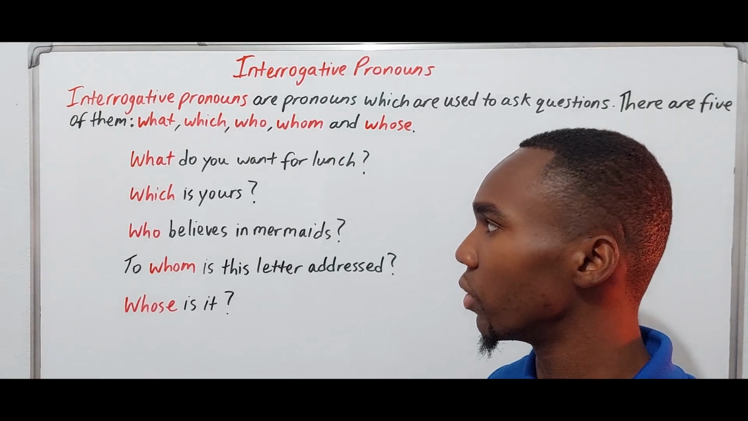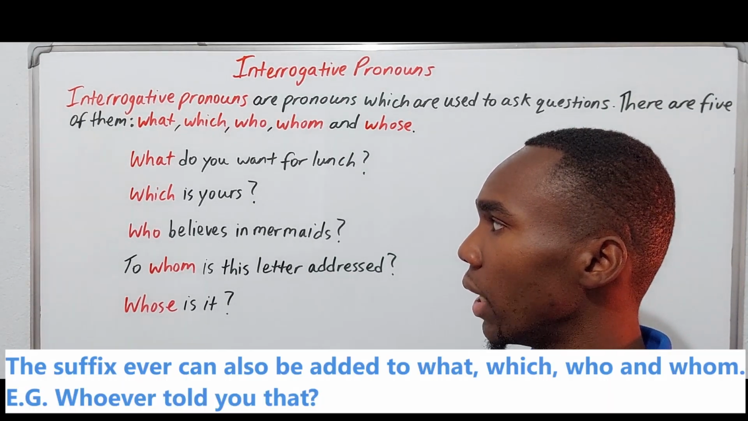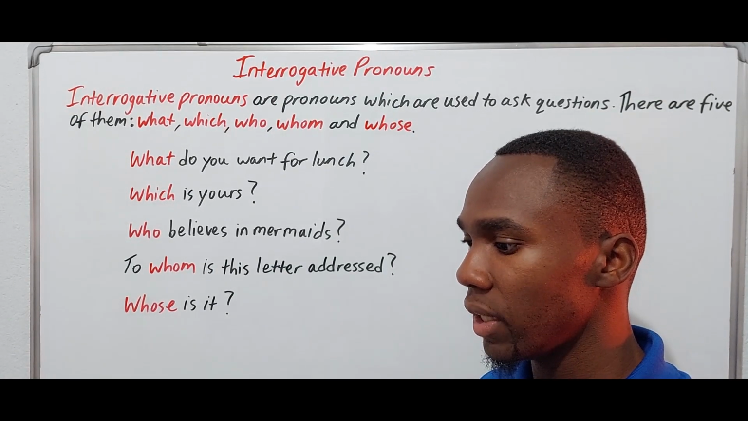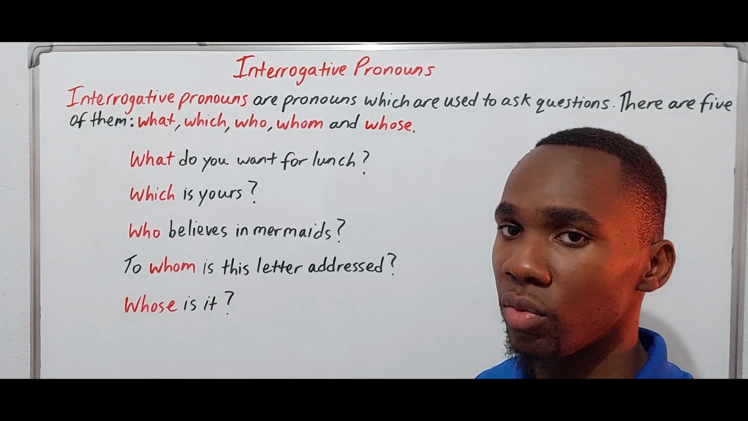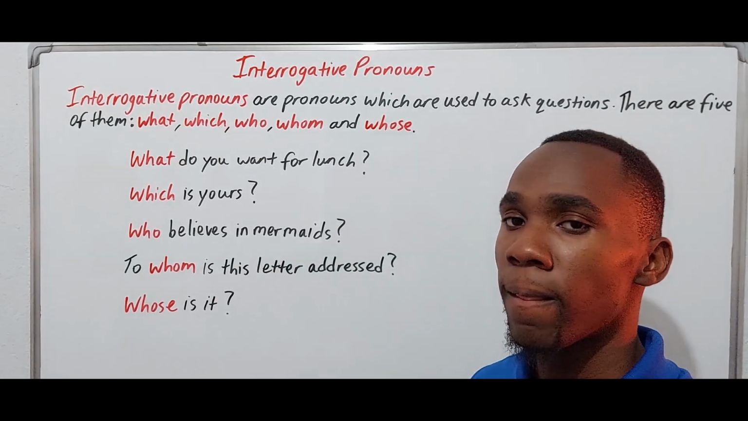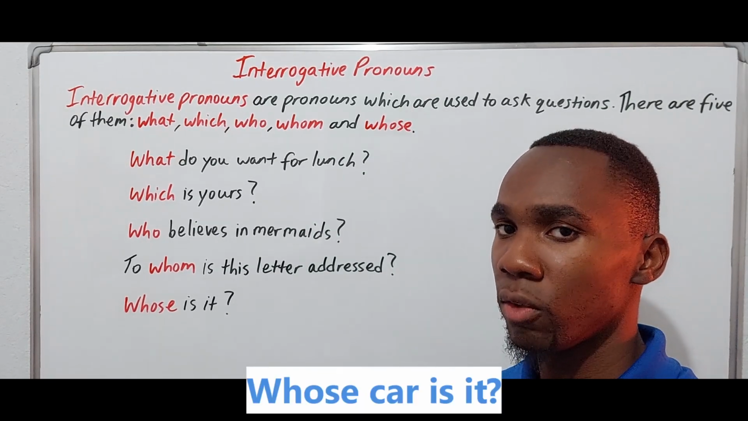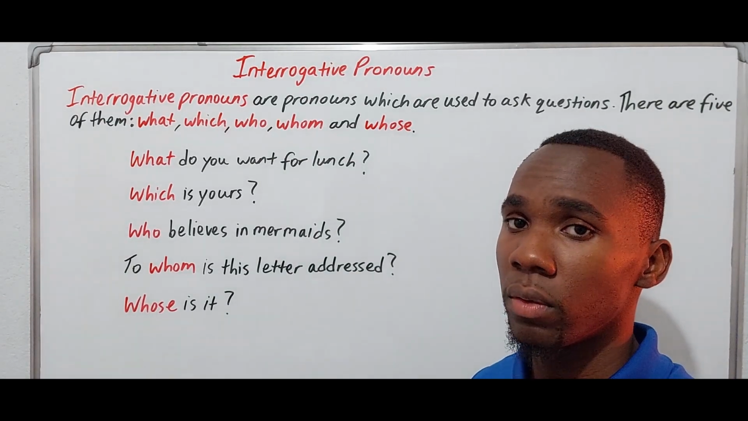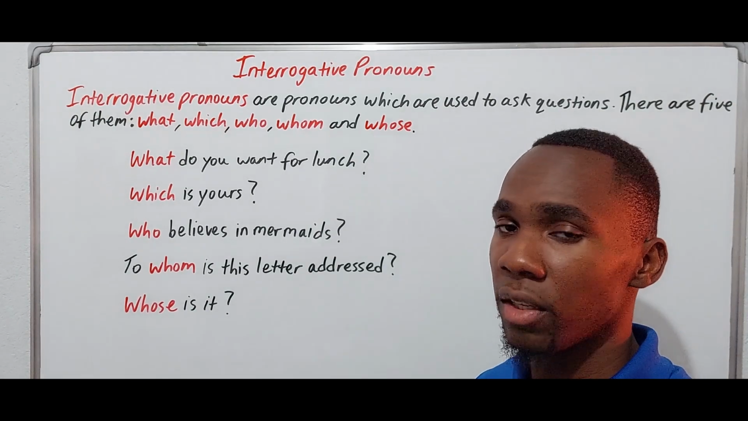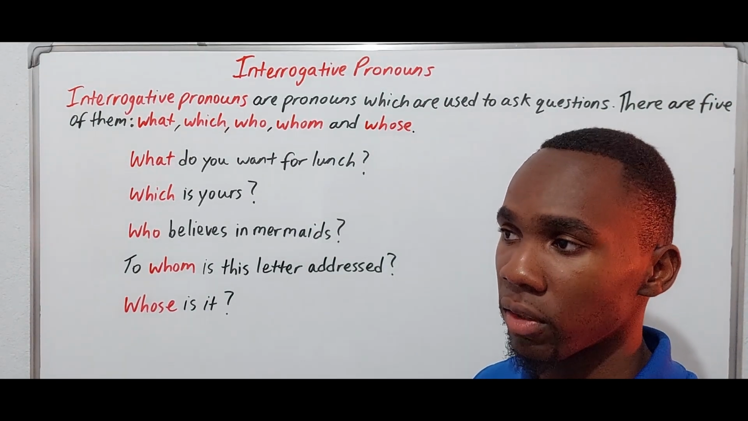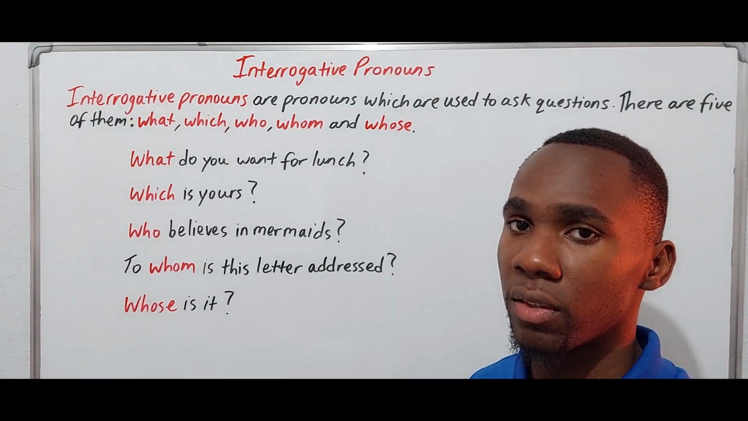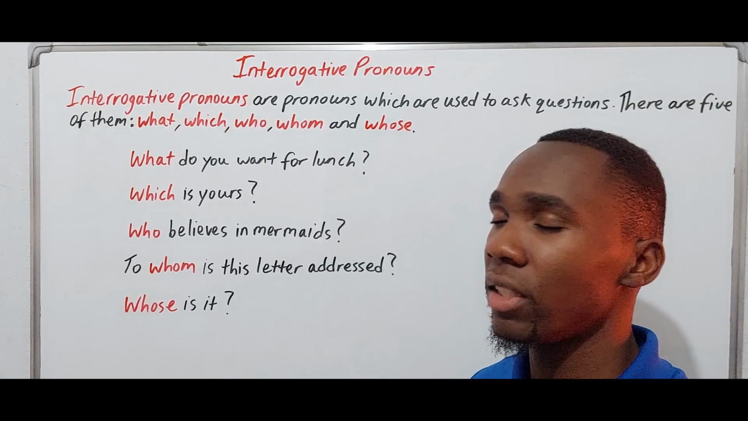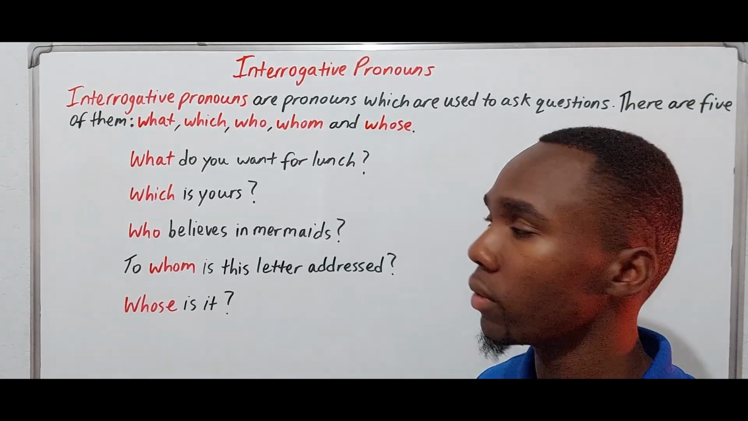So these are question words, basically, and they're pronouns. Now, these can also be interrogative adjectives depending on how they're used. For example, whose. Now, if I say whose car is it, then whose becomes an interrogative adjective because it's used before a noun, right? So that will be the difference between an interrogative pronoun and an interrogative adjective. An interrogative adjective requires a noun to be placed after it, whereas an interrogative pronoun stands on its own, right?